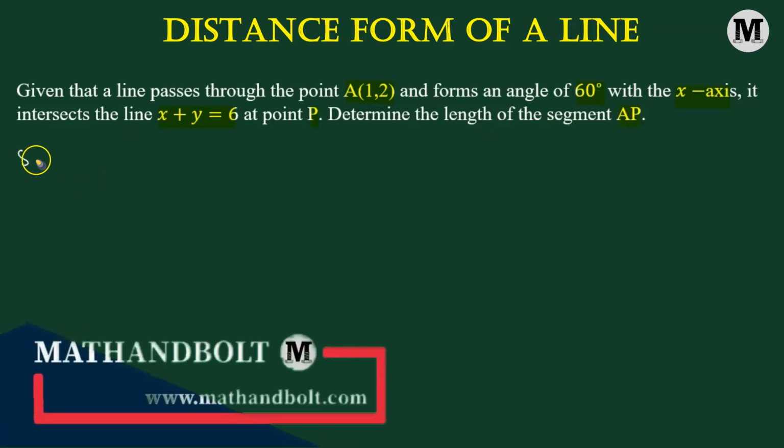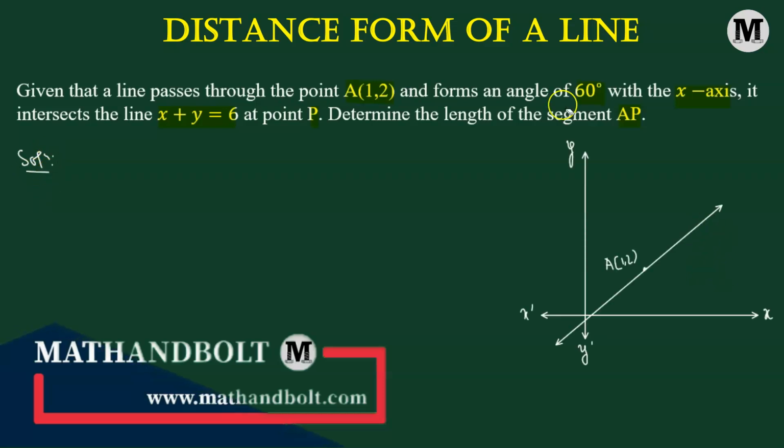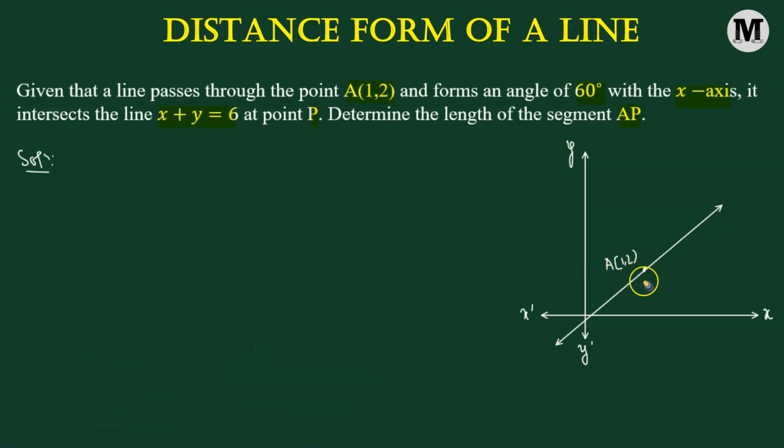Okay, let's try to understand the problem graphically first. So here we have a line which passes through the point A having coordinates (1, 2), and also it's forming an angle of 60 degrees with the x-axis. It's also given that this line is going to intersect another line x + y = 6 at the point P. So let's say this particular line is going to intersect the other line at the point Q.